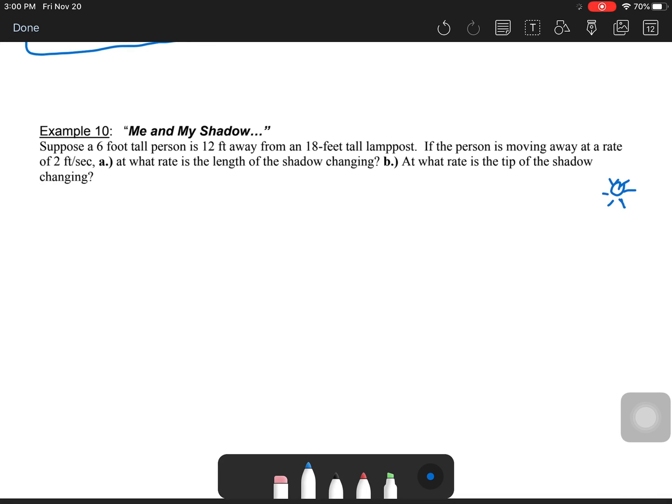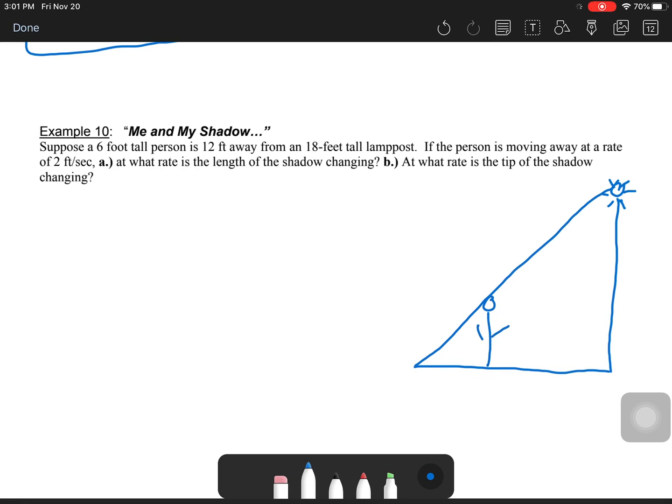So I'm going to get a light source here, a little tiny sun, or well, I guess that's my lamp, isn't it? So we're going to do a lamp there, and that's 18 feet tall. And I'm going to draw a person in here. This person is 6 feet tall, so that's a height of 6 right in here, and we've got 18 here, and it says he's walking away, so he's going this direction, right?